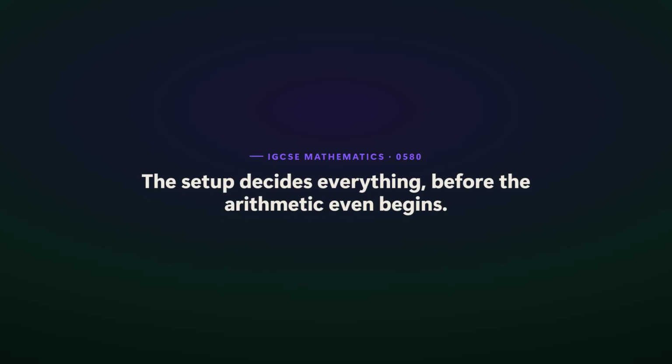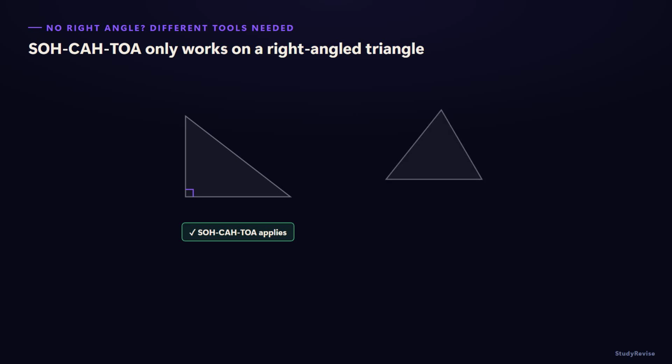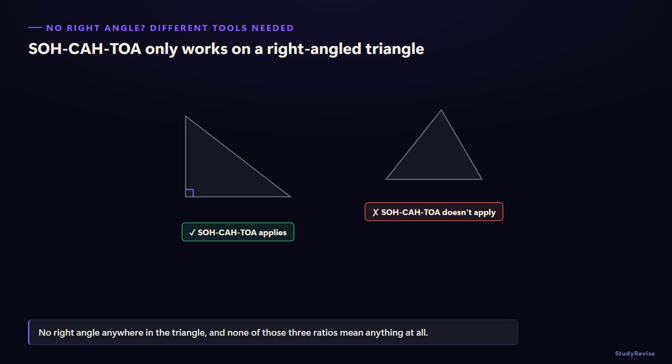Let's start with the question that has to be answered before any triangle calculation begins. Does SOHCAHTOA even apply here? SOHCAHTOA, sine, cosine, and tangent, defined as ratios of opposite, adjacent, and hypotenuse, only works on a right-angled triangle. No right angle anywhere in the triangle, and none of those 3 ratios mean anything at all.